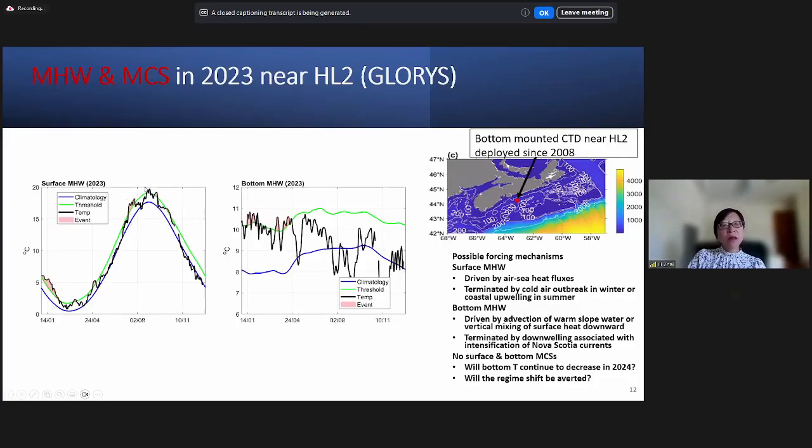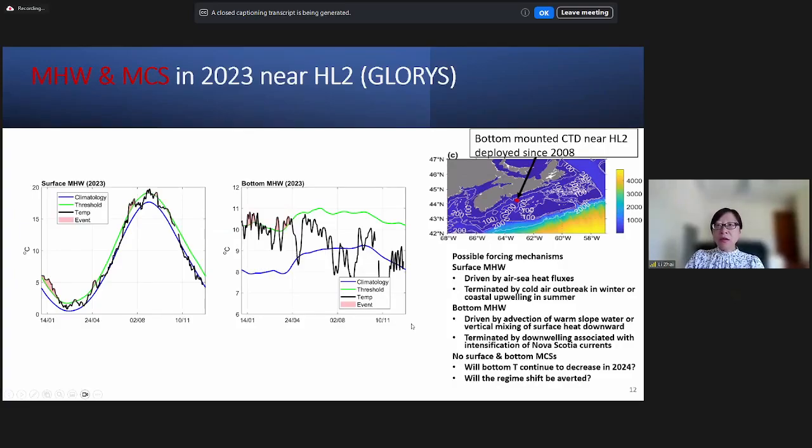And in the summer, you can see there are some short-lived warm events, which are likely terminated by coastal upwelling. This figure here shows you the bottom marine heat waves in 2023. You can see there are some short-lived marine heat waves from January to April, and those heat waves were interrupted by those cold spikes here. We didn't find any cold spells in 2023 at the surface and at the bottom.